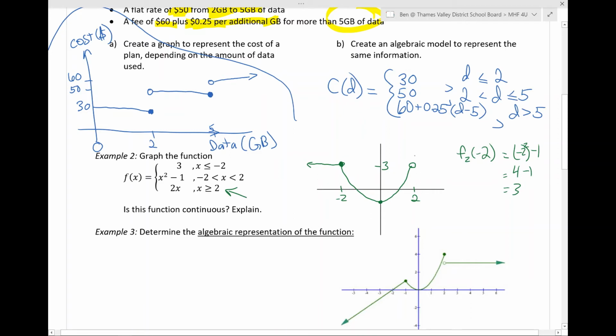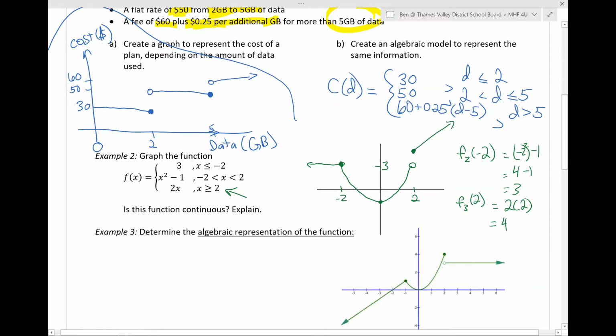Well, let's double check where that's going to be right at x equals 2, just again, so I know if there's going to be a gap here. So f3 at 2 equals 2 times 2, and that equals 4. So that means there is a bit of a gap. We're going to have a filled in circle here, and then a linear increase, something like this.